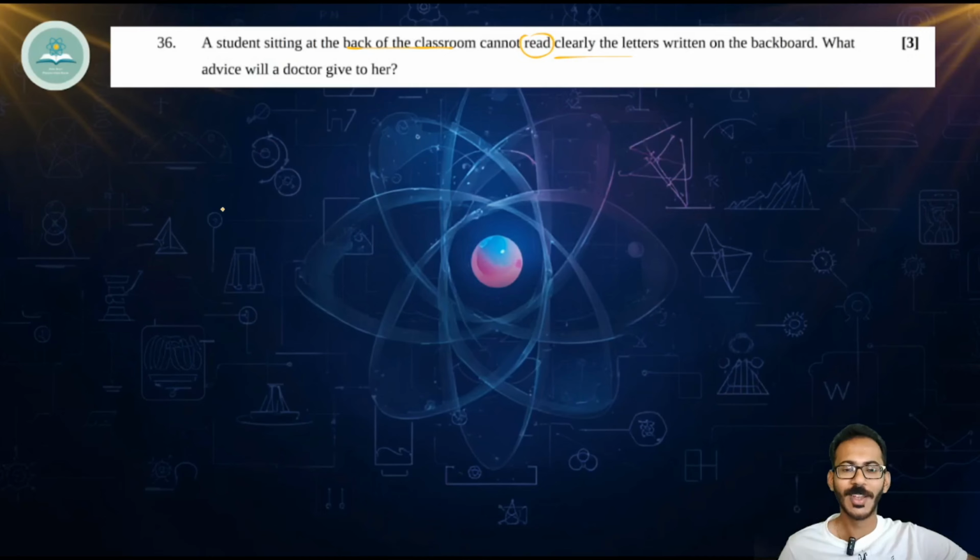So let's see what's the issue of the child. The child is sitting at the back of the classroom and can't see the blackboard. So the child cannot see far away things clearly. So the issue for the child is myopia. Myopia is the issue. So the doctor might ask the child to wear a concave lens of appropriate focal length or appropriate power. Okay, so this will be the advice given by the doctor. Since the child cannot see far away things, it's myopia, and the lens used is a concave lens of appropriate focal length. We'll go to the next one.